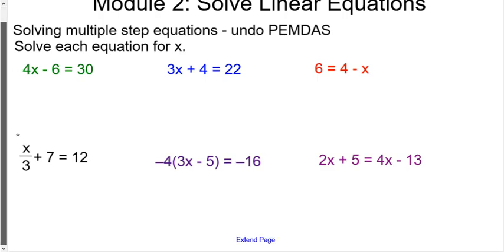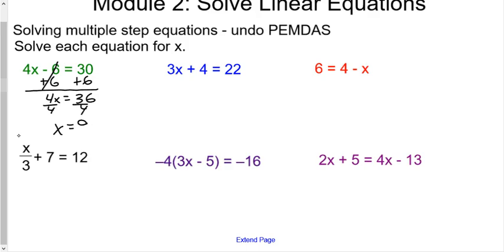So we start with the first problem here. 4x minus 6 equals 30. Again, reverse PEMDAS. We have subtracting to undo, so we're going to do the opposite. We're going to add 6 to both sides. We look, then we have no dividing to undo, but we do have multiplying to undo, and we're going to undo that by dividing.